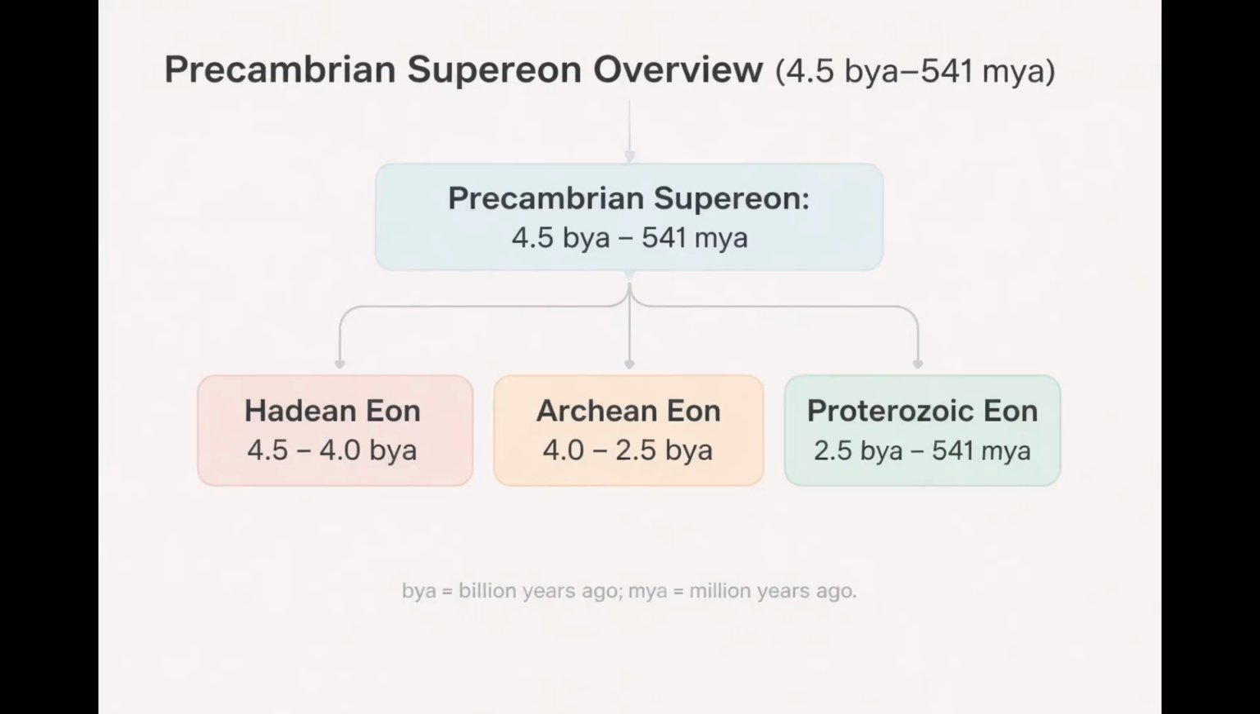Here's a big picture map of the Precambrian supereon, running from about 4.5 billion years ago to 541 million years ago. It contains three eons: the Hadean from 4.5 to 4.0 billion years ago, the Archean from 4.0 to 2.5 billion years ago, and the Proterozoic from 2.5 billion years ago to 541 million years ago. Notice the mix of BYA and MYA. Both are just time before present units, but at different scales.